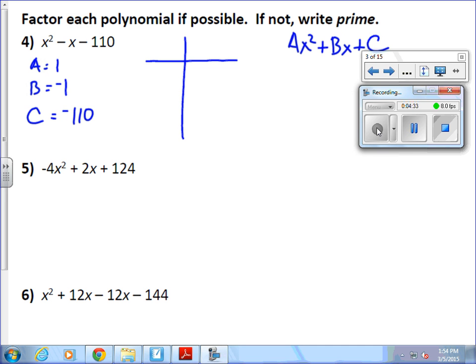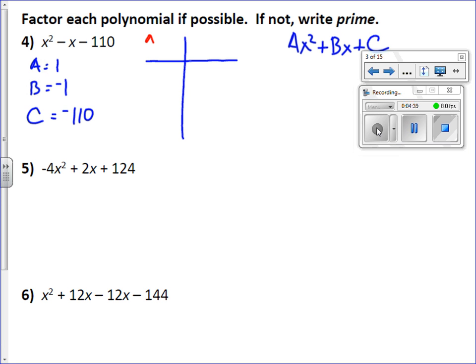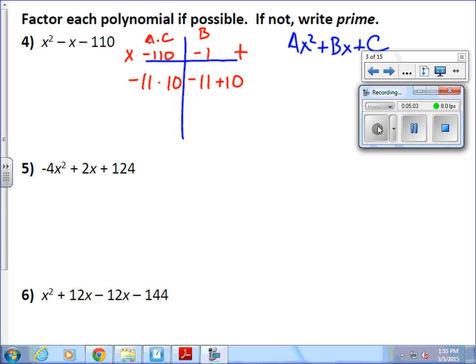So to factor, we're learning how to factor by grouping. We take a times c, which would be -110, and over here we look at what b is, which would be -1. We're looking for 2 numbers that will multiply together to give us -110, and when you combine them together, you get negative 1. We find out that negative 11 times 10 is negative 110, and negative 11 plus 10 is negative 1. And so we use that information to help us factor.